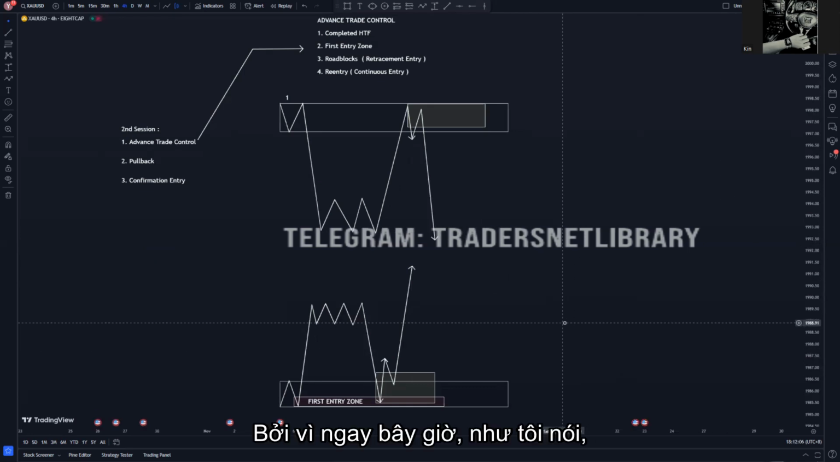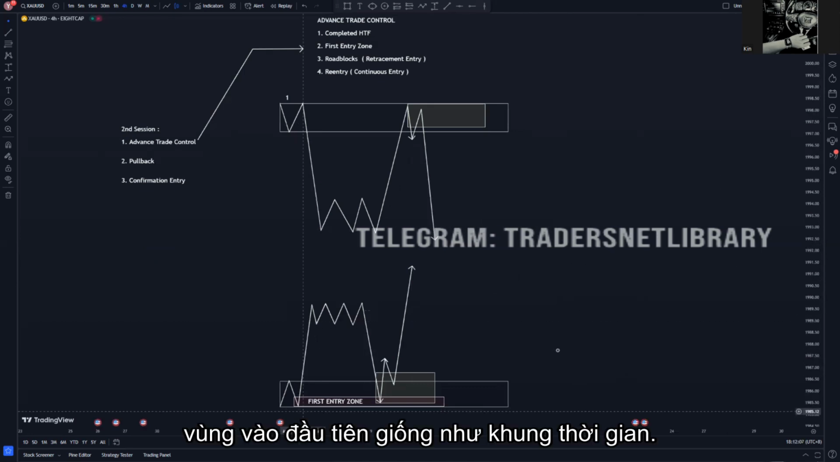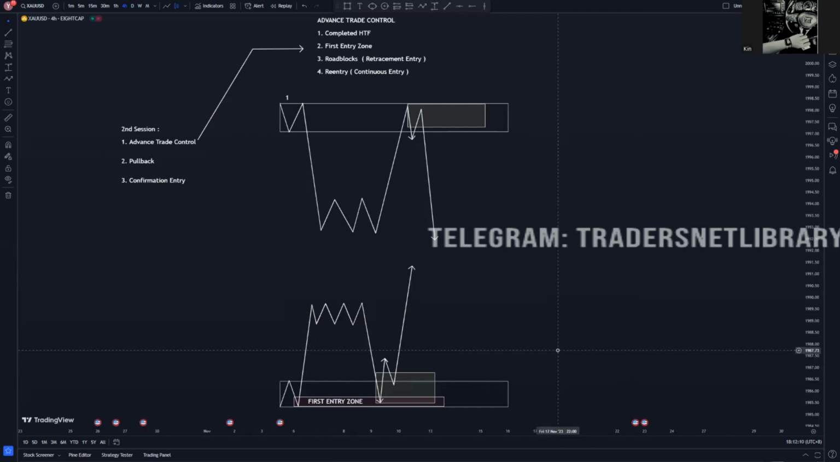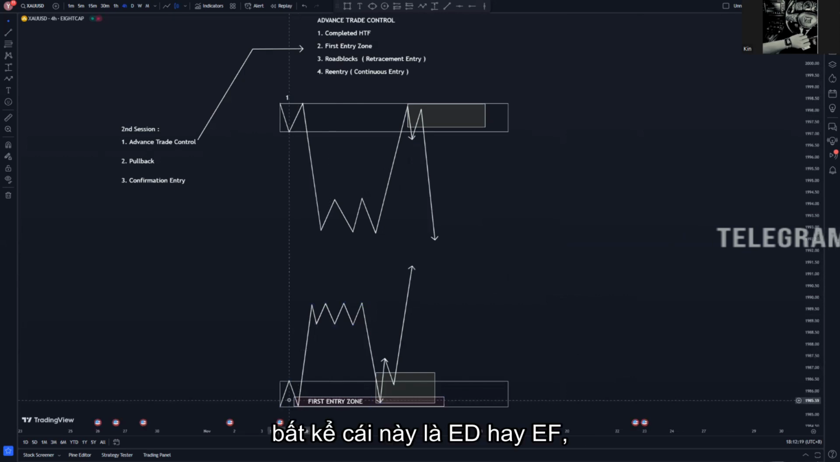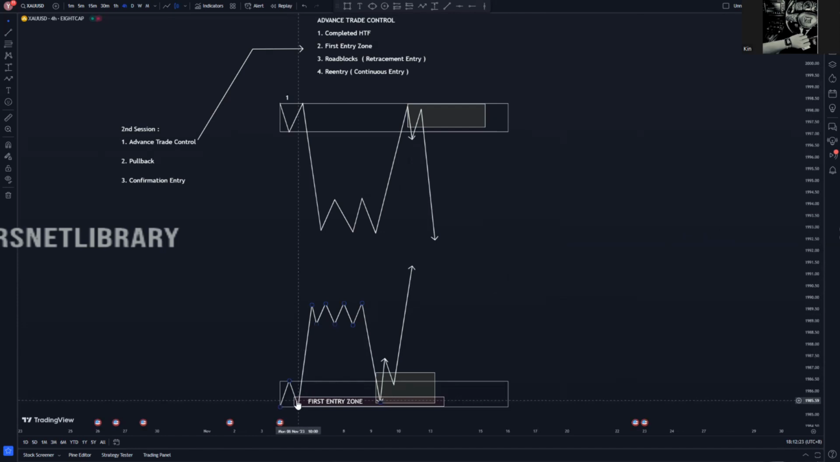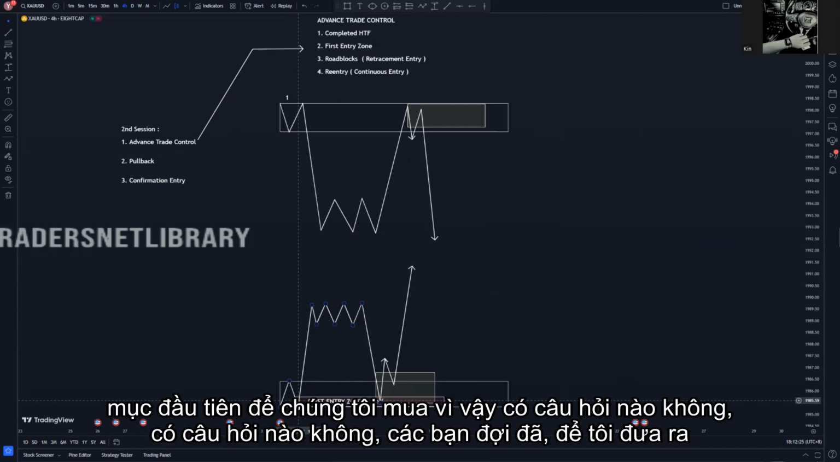Because right now, like I said, the first entry zone is the time frame we're going to use for us to enter, right? So which is it going to be? Yes, M30, of course. We're going to use M30, no matter whether this one is EG or EF, but it needs to be the first entry for us to buy.